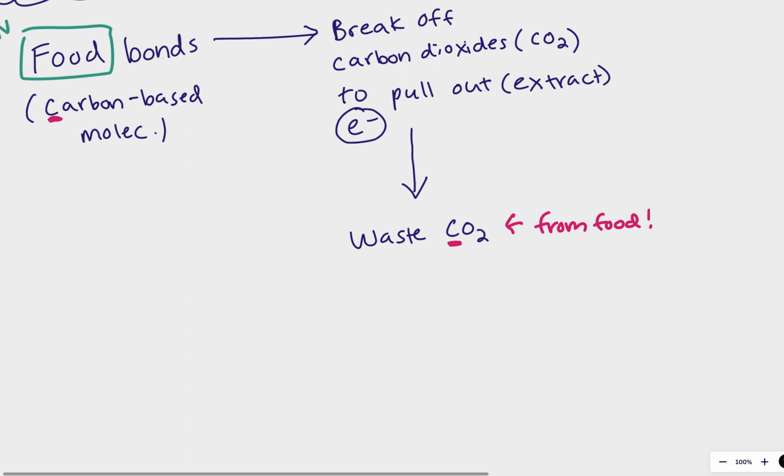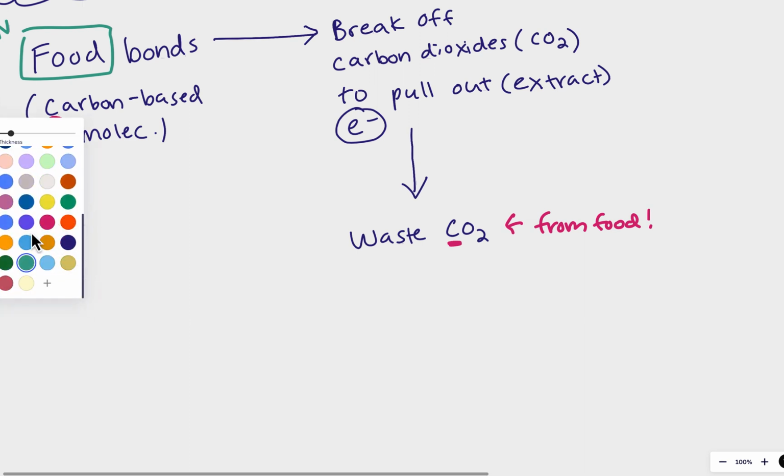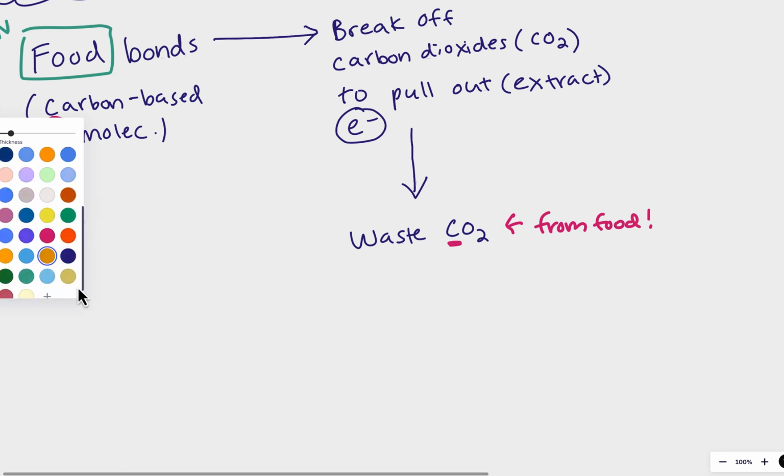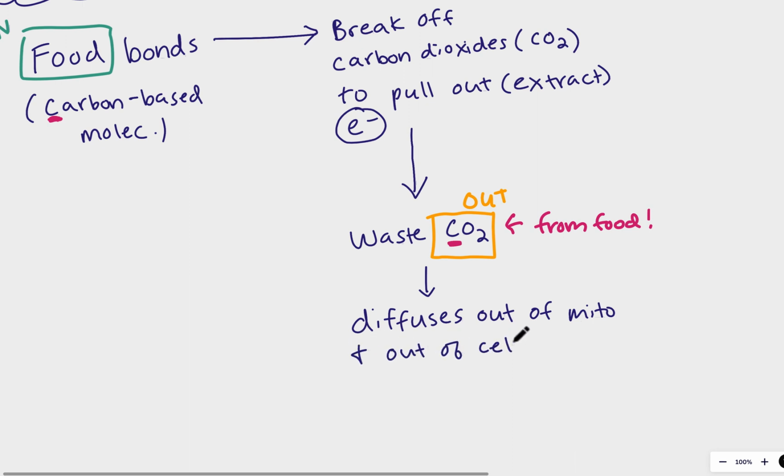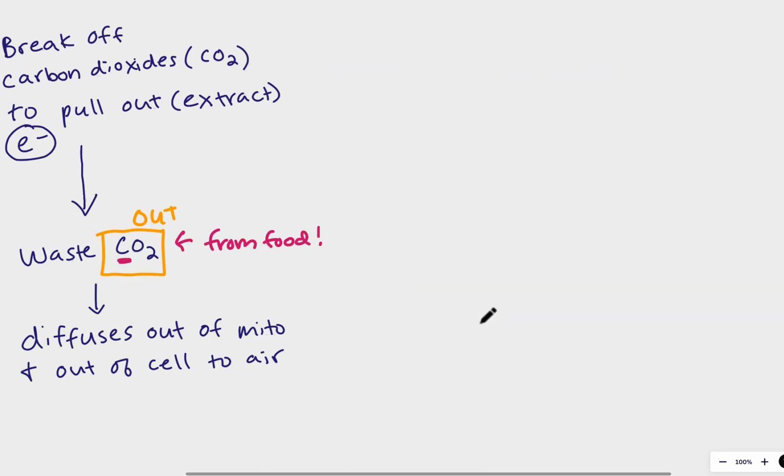That's an output. So let's use that orange gold color again to mark the output. And what happens to the CO2? Because it's a gas, a small non-charged molecule, it just diffuses out of the mitochondria and then out of the cell to the air. And then it can be used by other organisms to do photosynthesis.